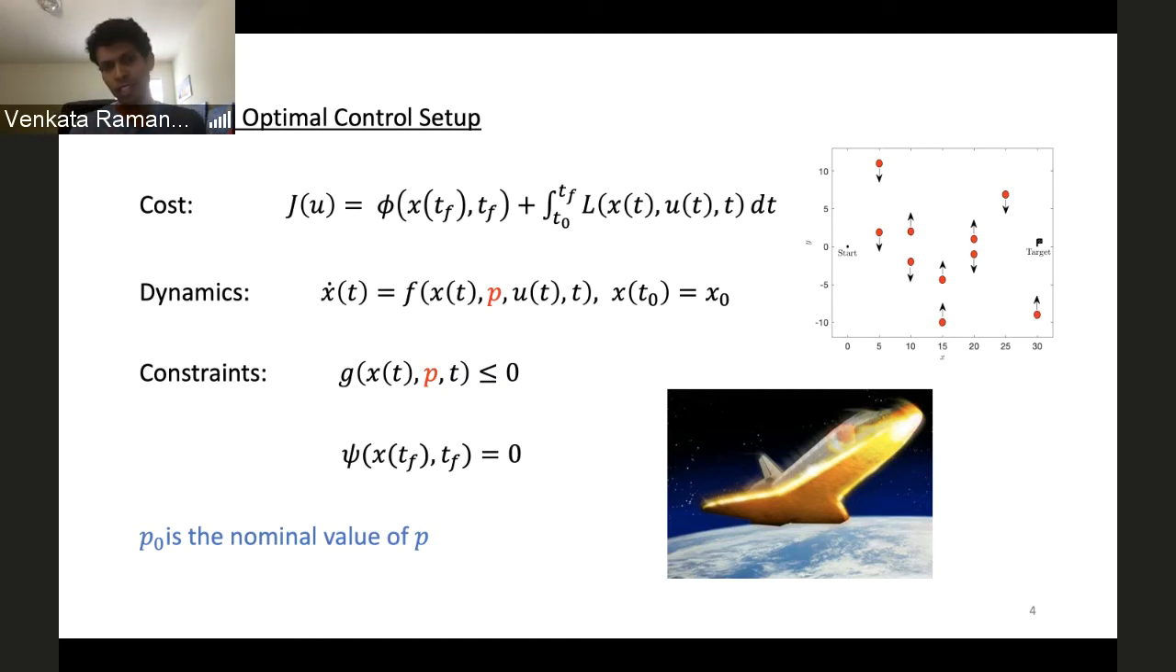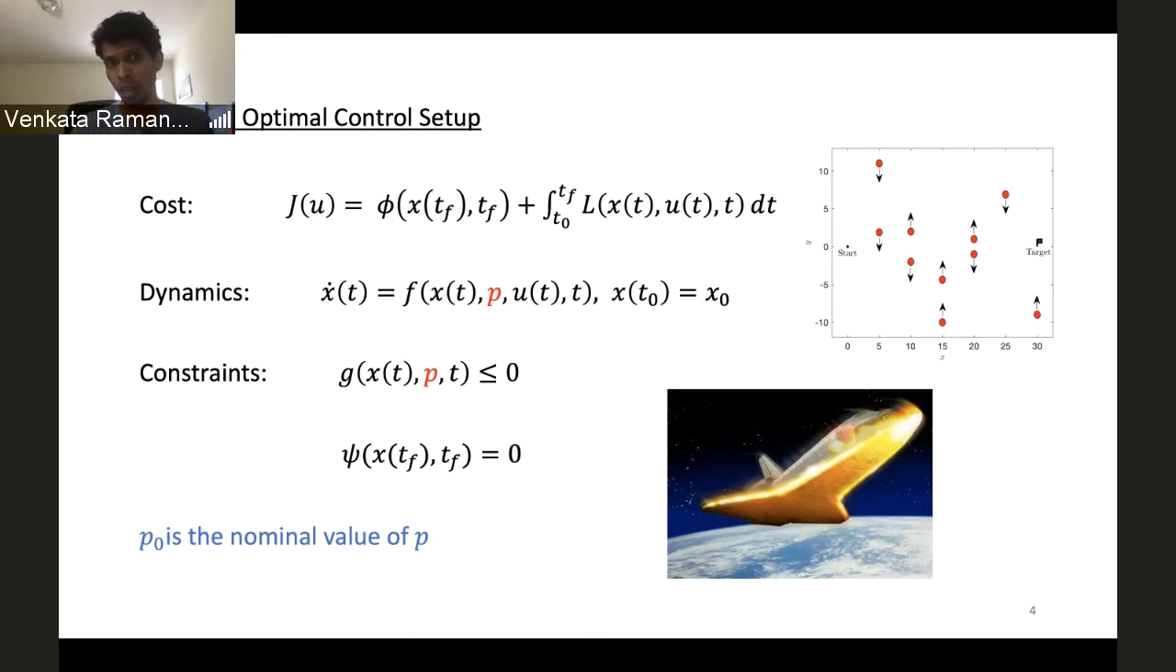And here there are a bunch of constraints. The first set of constraints are essentially the state constraints or trajectory constraints given by g of x at t, comma p, comma t less than or equal to 0. And you have a terminal condition, like let's say in the case where the final time is not fixed, you need to have a terminal condition to stop your optimizer. And that is given by psi at x at tf, comma tf equal to 0. And again, as I mentioned, p naught is the nominal value of the uncertain parameter p.